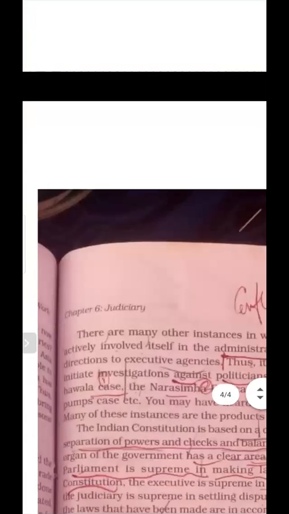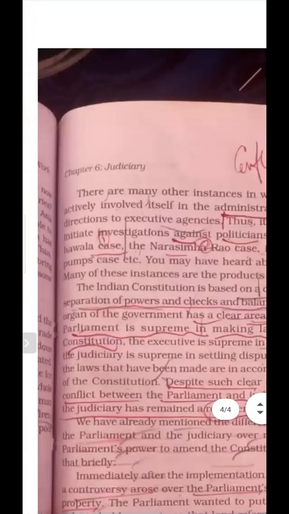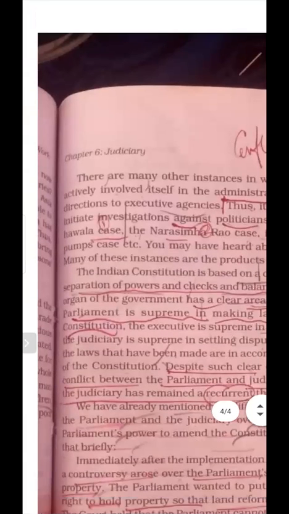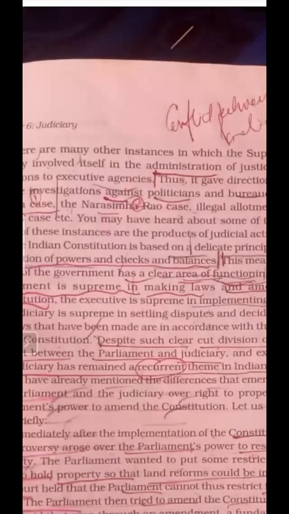There are many other instances in which the Supreme Court actively involved itself in the administration of justice by giving directions to the executive agencies. Thus, it gave direction to the CBI to initiate investigation against politicians and bureaucrats in the Hawala case. Sometimes we say that politicians are very powerful. Nobody can check the politicians.